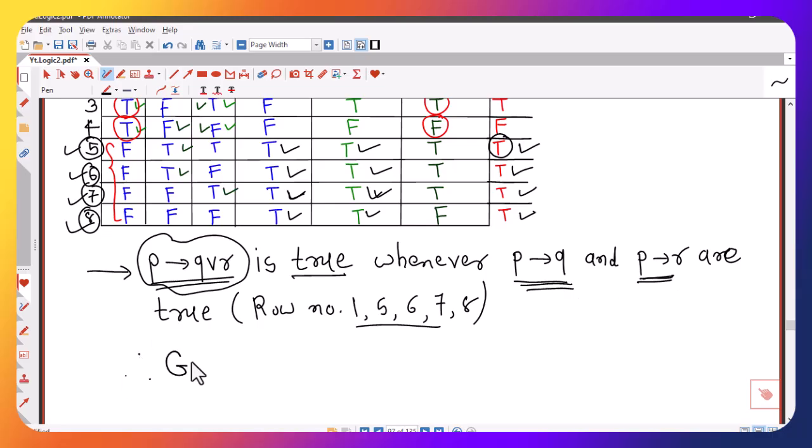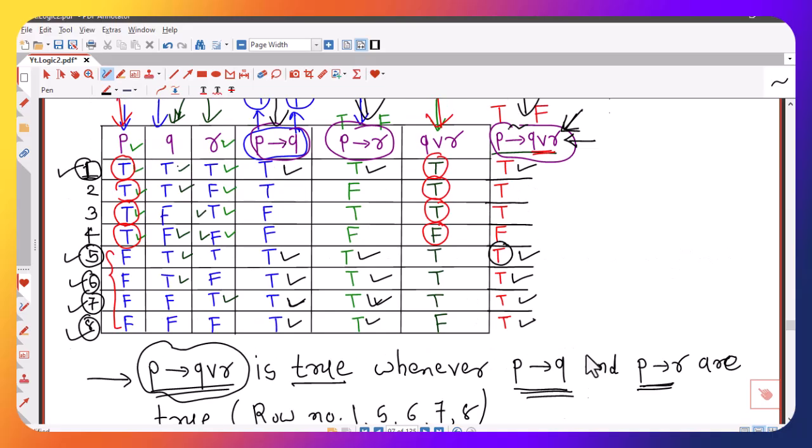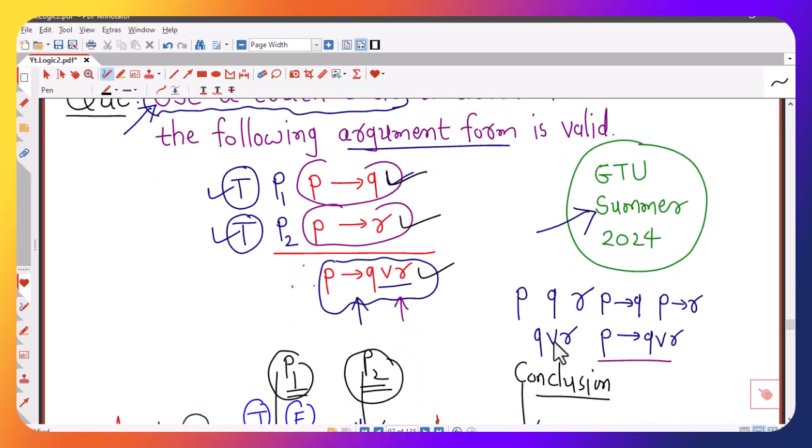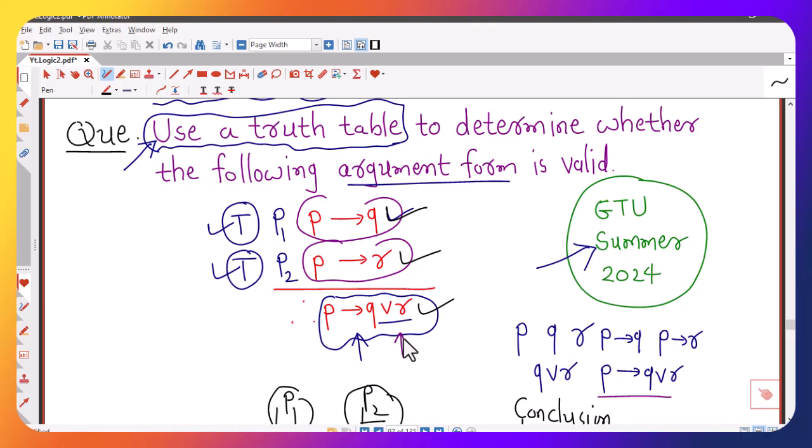Therefore, we can say that the given argument form is valid. So using a truth table also we are able to determine the validity of a given argument or argument form. All we have to remember is that an argument form is valid whenever the conclusion is true whenever the premises are true, or the premises being true implies that the conclusion is also true.